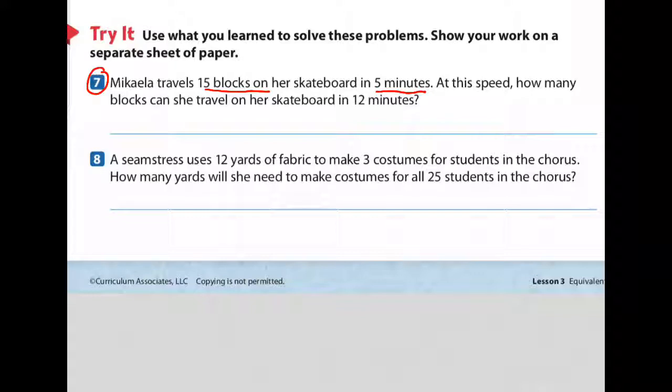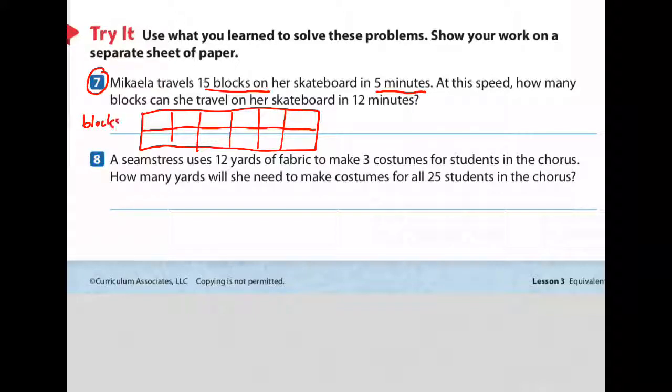All right, so what I'm going to do is set up a table here. I'll do a table for this one. Maybe in the next one I'll do a diagram. So I'm going to set up some numbers, and I'm going to have blocks and minutes. Now for minutes, since it's 5 minutes, I'm going to do 1, 2, 3, 4, 5. And I'll add 6 just because I have a block there.